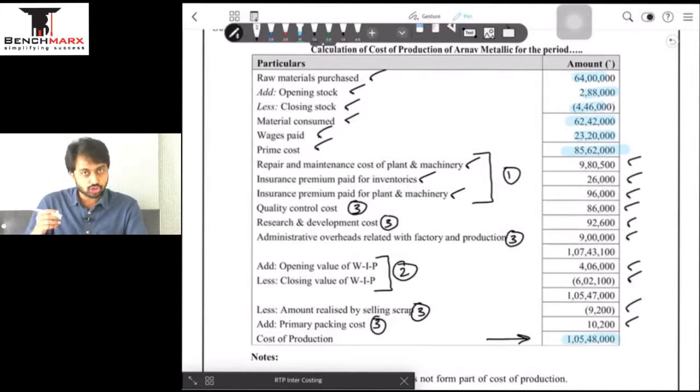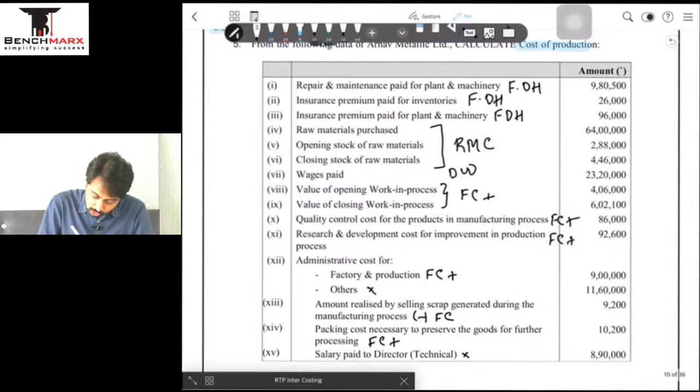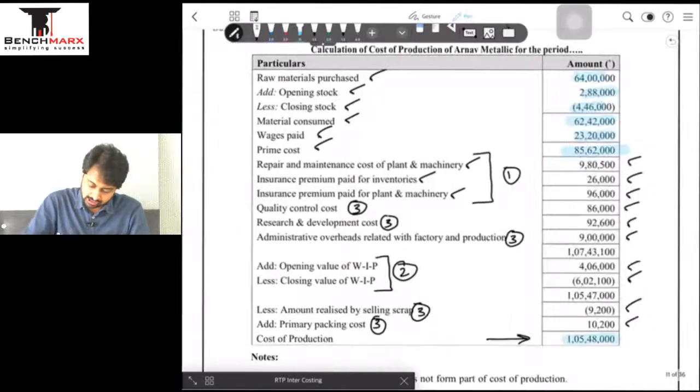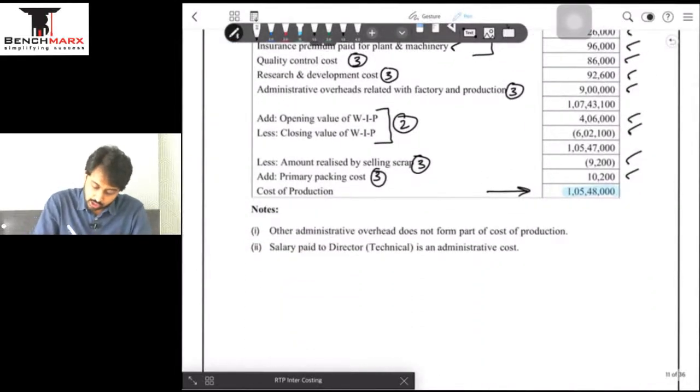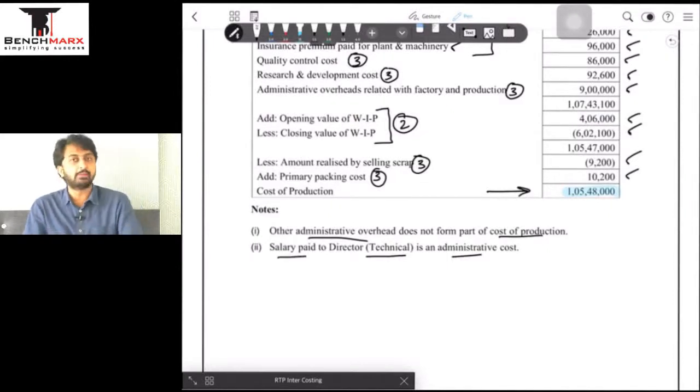And in this cost sheet, a couple of things have not come, which are admin cost, others, and salary paid to technical staff. ICAI should have given a note on this. Yes, there you go. Other admin cost does not form a part of COP, so we have ignored that. And salary of technical guy is also an admin cost, so we have ignored that, because as per the new format, it is only the admin costs which are production based, which come before the COP. Okay, so this is how we have solved this.